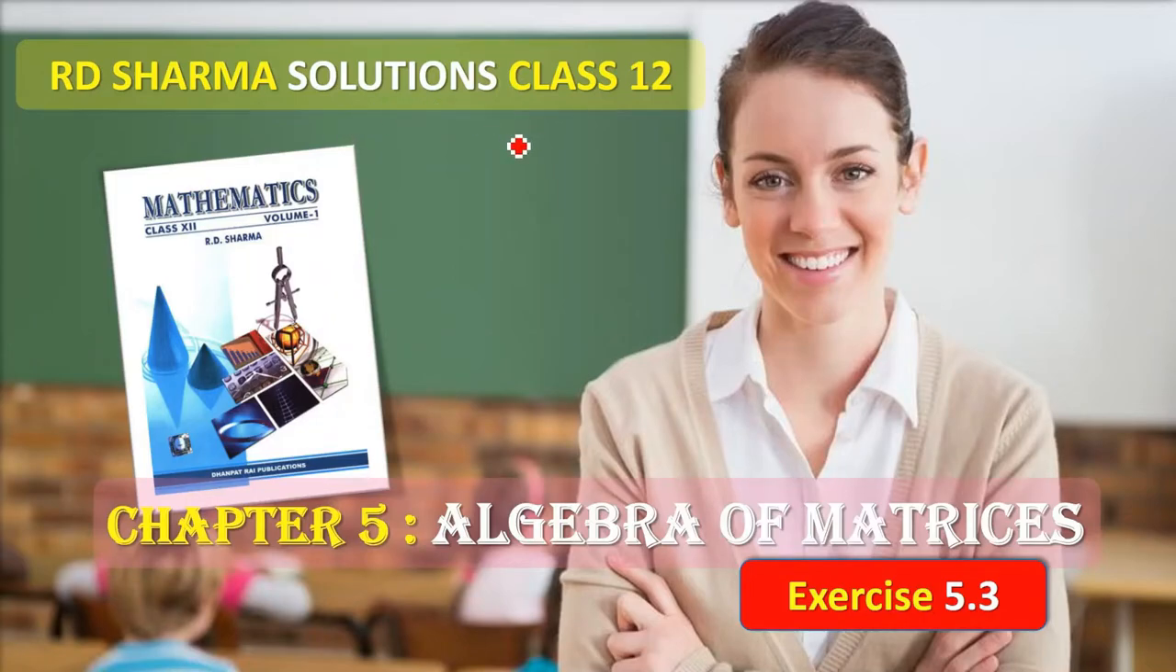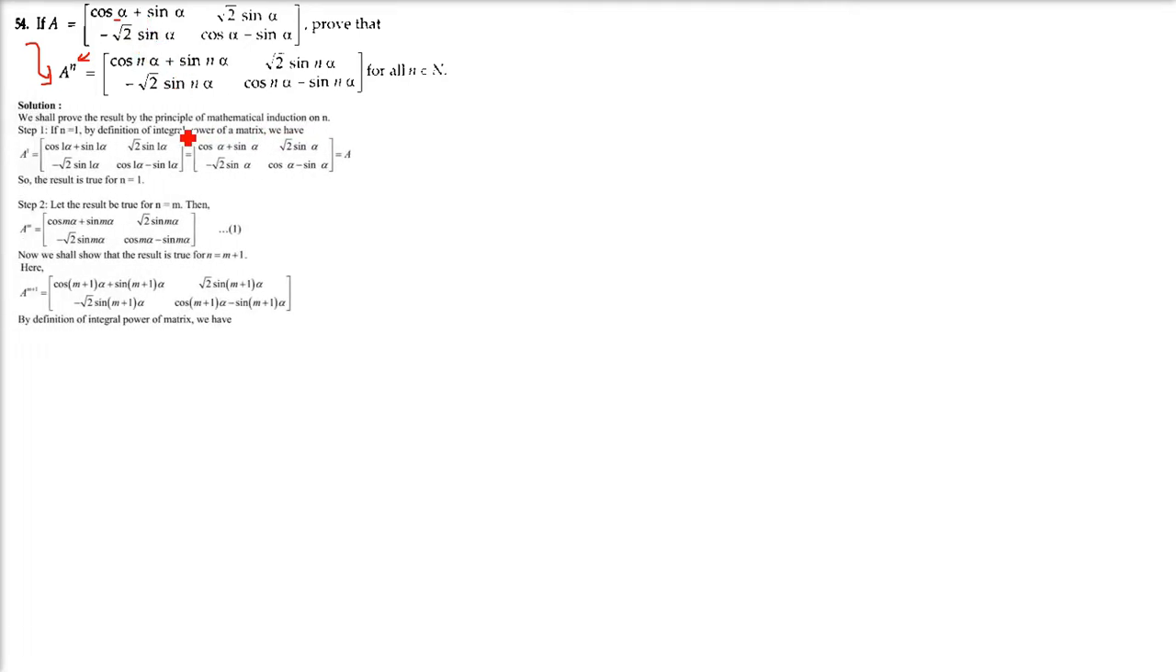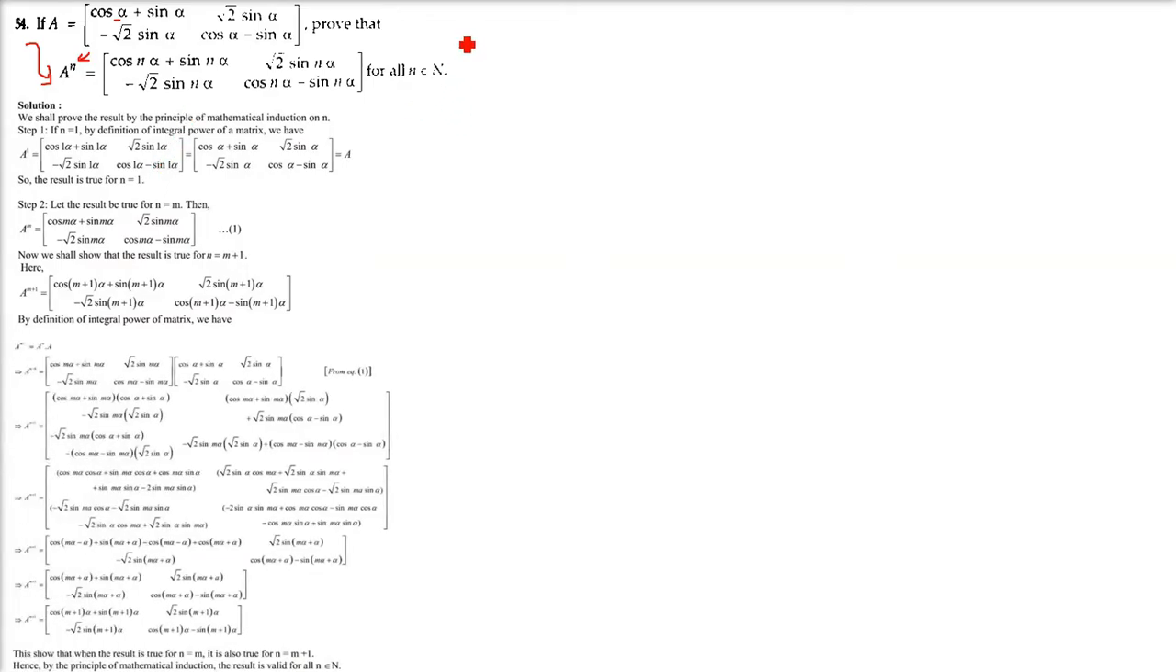This is the RD Sharma solution, Class 12, Chapter 5, Algebra of Matrices, Exercise 5.3. If A is this matrix, we have to prove that A to the power n is this matrix for all n belonging to N, the natural numbers. Wherever alpha is there, you see there is n alpha. So we'll do it using mathematical induction. We have already seen some questions like this.